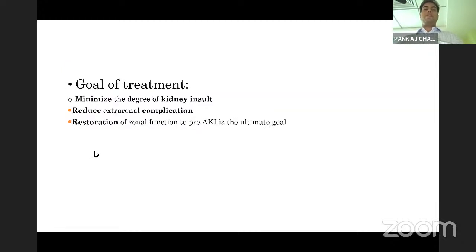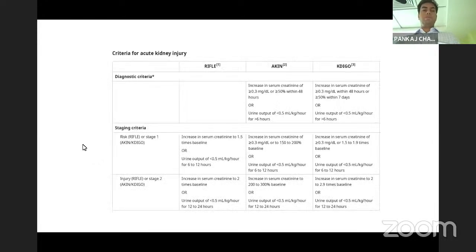insulin to prevent ICU-acquired AKI. The goal of treatment is to minimize the degree of kidney insult and reduce extra-renal complications. Restoration of renal function to pre-AKI is the ultimate goal.